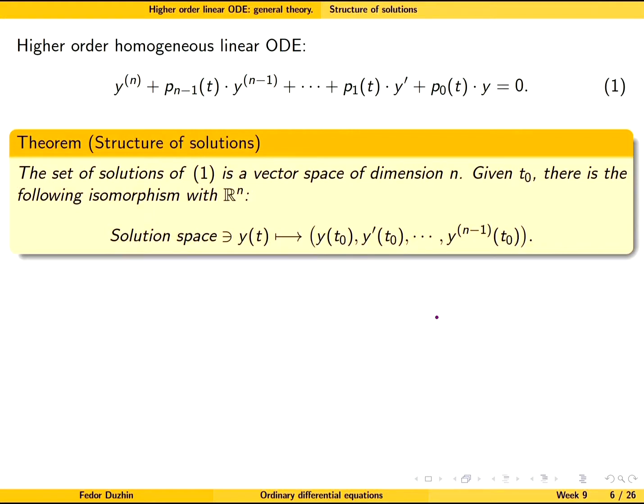More specifically, verifying that it is a vector space is actually straightforward, and verifying that its dimension is n can be done in the same way as we did for second order equations, by constructing an isomorphism with R^n that uses the existence and uniqueness theorem.